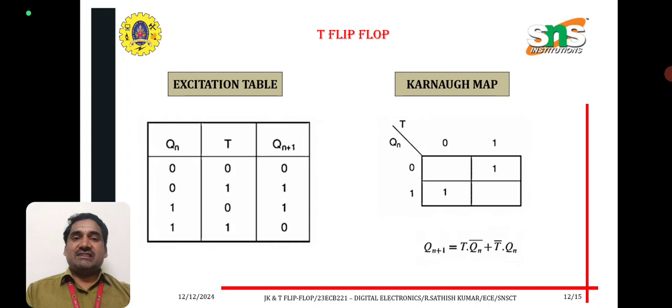Next one, excitation table of T flip-flop with Qn, T and Qn plus 1. 0 0 means output will be 0. 0 1 means 1. 1 0 means 1, 1 1 means 0. So 1 1 means toggle. For this Qn plus 1, we are going to derive the Karnaugh map. We get Qn plus 1 is equal to T into Qn bar plus T bar into Qn.